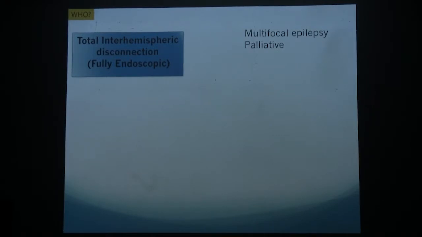So far we have done all intrahemispheric disconnection. This is the last part, and this is a technique that we have just sent for publication, which is a fully endoscopic interhemispheric disconnection. It is indicated for multifocal epilepsy, but this, like the other techniques you saw, is not curative. It is only palliative, because both hemispheres are bad, and both hemispheres generate epilepsy. So you cannot do any kind of curative epilepsy surgery, and you need to deal with a palliative procedure.